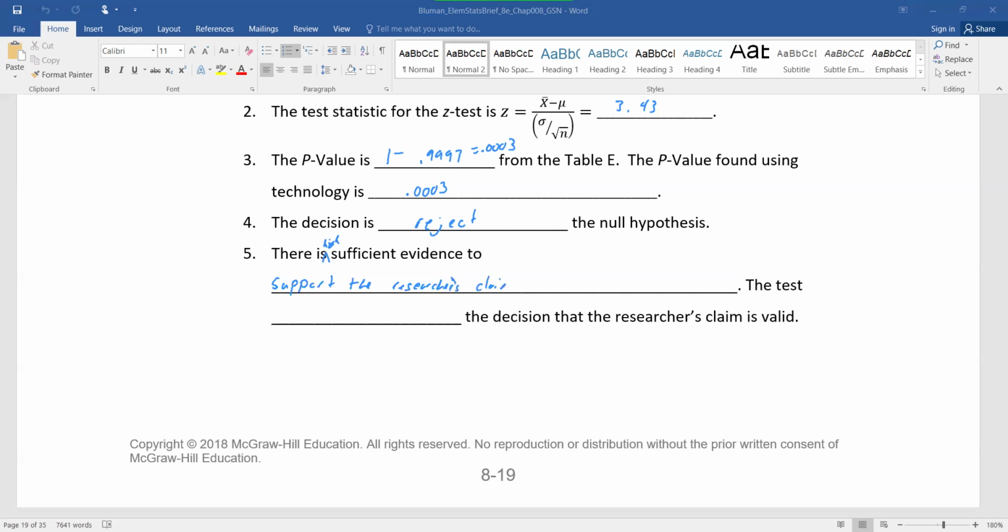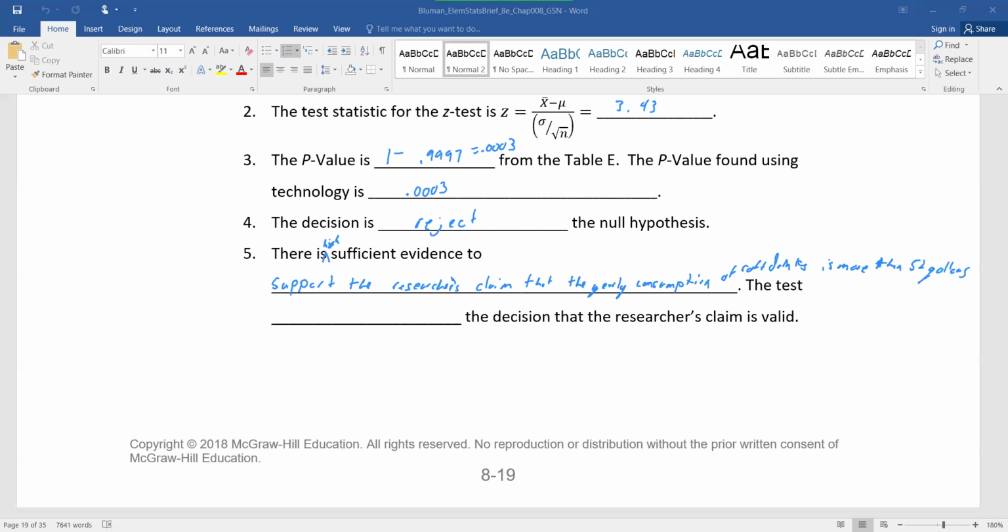And then this is where you can restate the question. So we support the researcher's claim that the yearly consumption of soft drinks is more than 52 gallons.